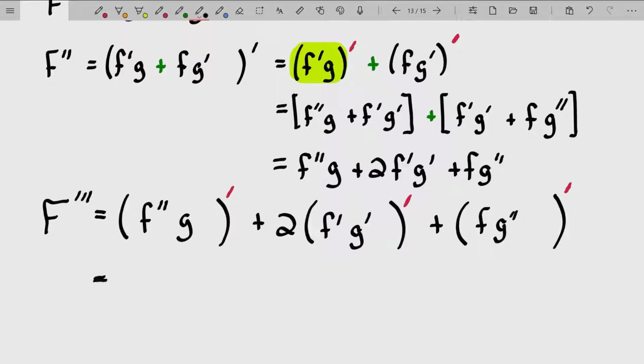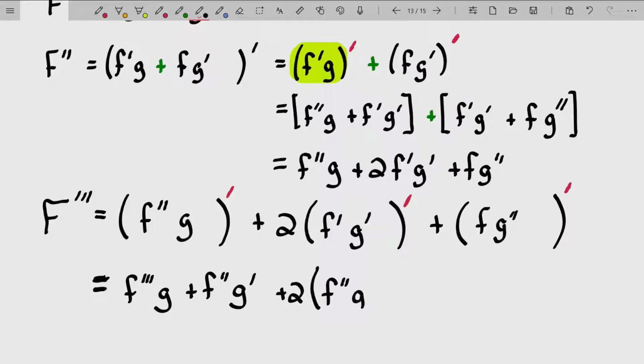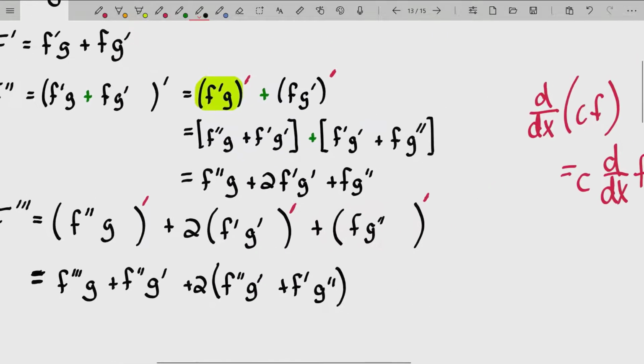The derivative in this first group, the derivative of the first item would be f triple prime times the second plus the first item, f double prime, times the derivative of the second. All right, that's not bad. Plus 2 times the derivative of the first item, f double prime then, g times the second item, plus the first item times the derivative of the second item. And finally, the last group, the derivative of the first item times the second item, plus the first item times the derivative of the second item, which would be a triple prime.